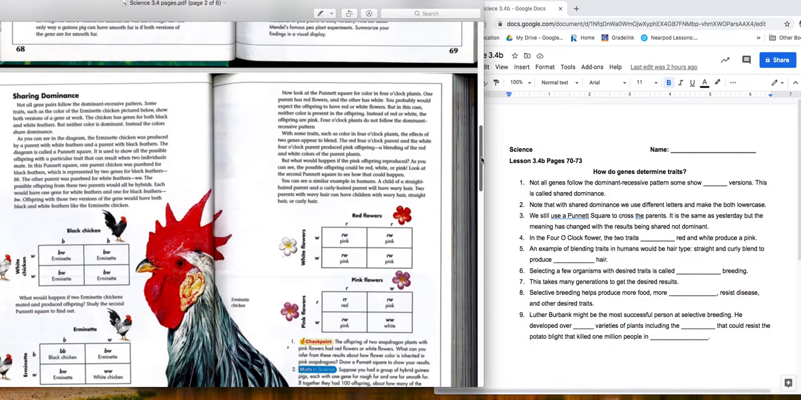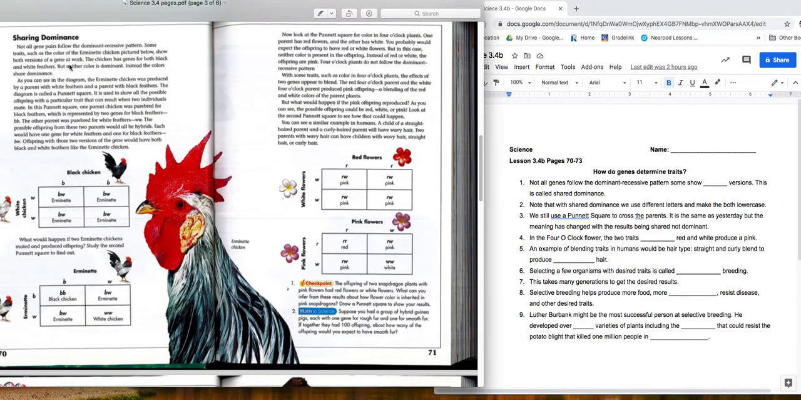Okay, today we're moving on with what we call shared dominance. It says this: not all gene pairs follow the dominant recessive pattern. Some traits, such as the colors of the Erminette chicken pictured below, show both versions of a gene at work. So you got the word, they show both versions. The chicken has genes for both black and white feathers, but neither color is dominant. Instead, the colors share their dominance. So you can see how they have white and black feathers in the chicken.